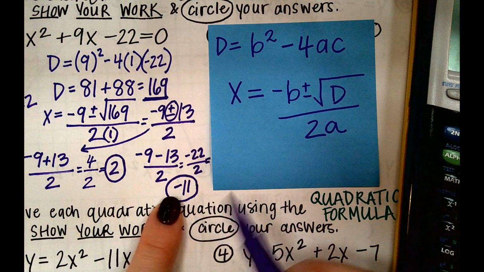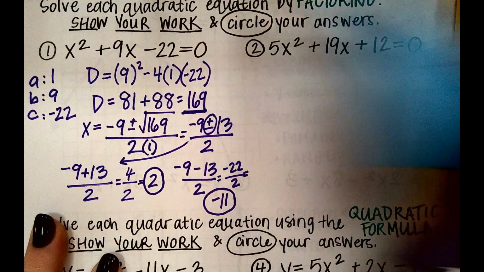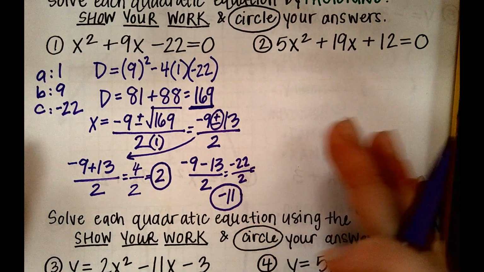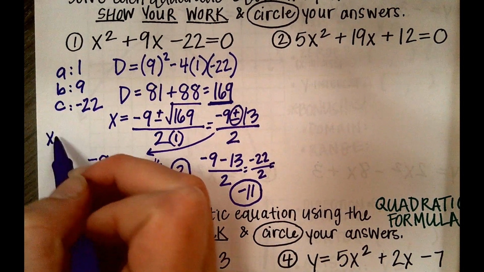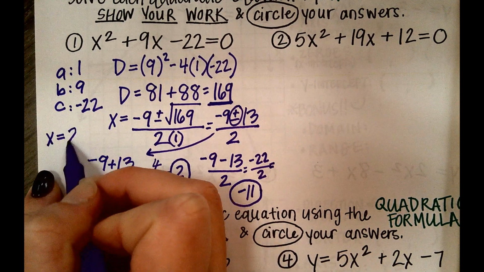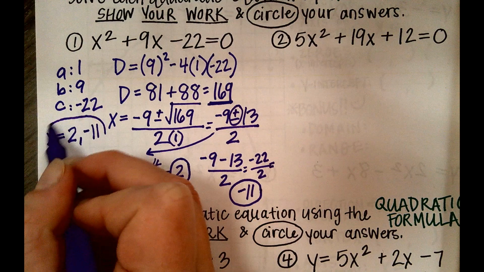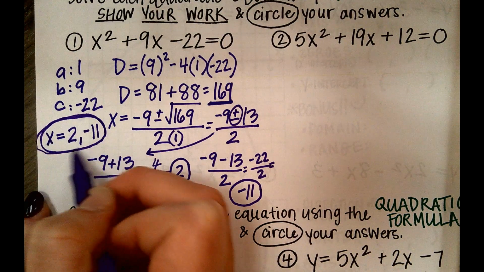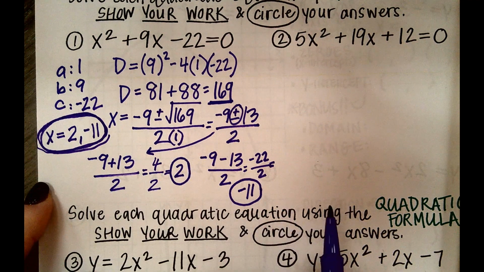Very nice. So our answers, you could circle them like this, although it's going to be even easier for me to find and grade it more quickly if you write it out together. X equals 2 and negative 11, and then I'm going to circle it. Please circle your answers. It's going to make everything easier to see.